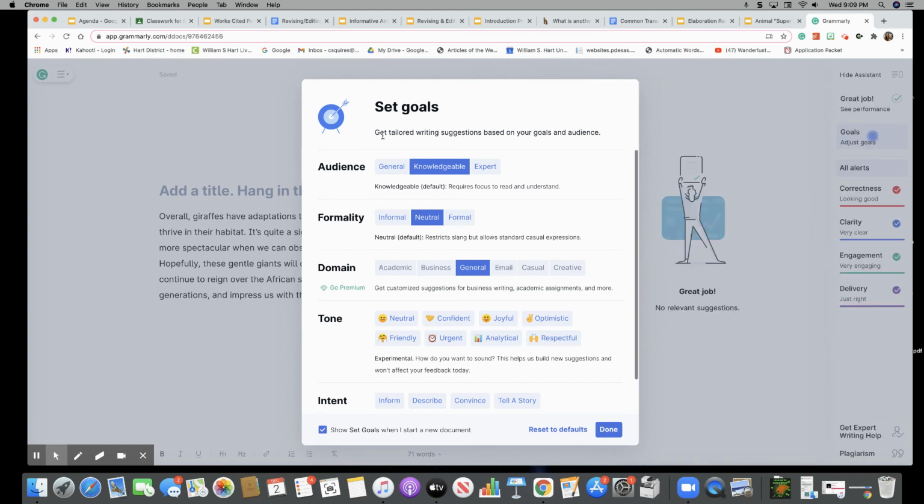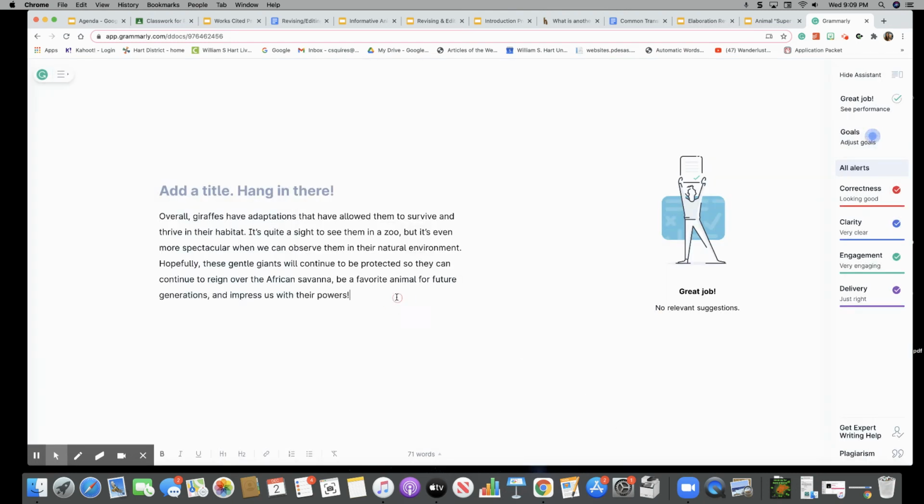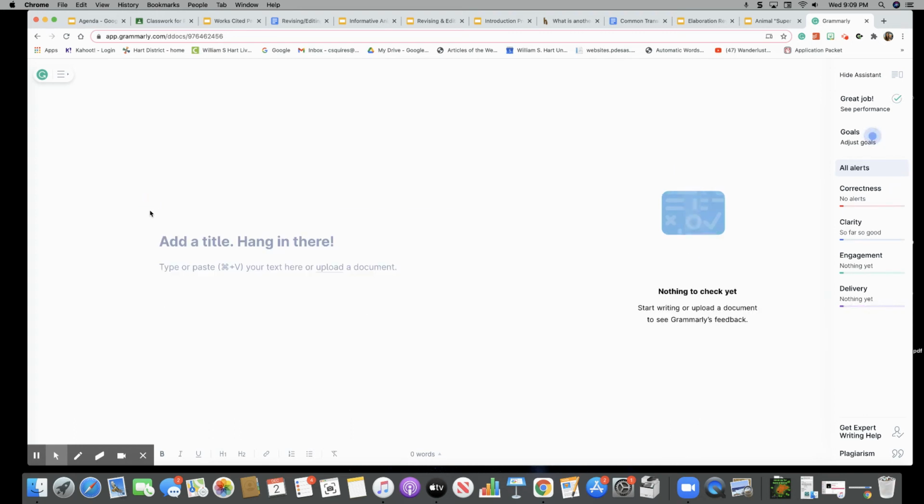And then it says, you can tailor your results, but I'm just going to click done. And then I'm going to see if it gives me any suggestions. Now it says, great job, no relevant suggestions here. Awesome. But when you put yours in, you might see that it gives you some feedback. It might catch some grammatical errors.